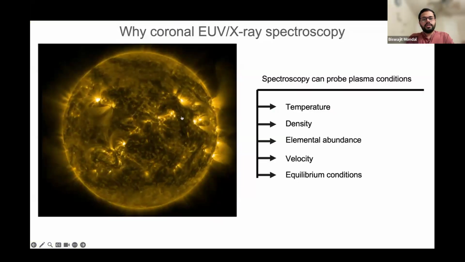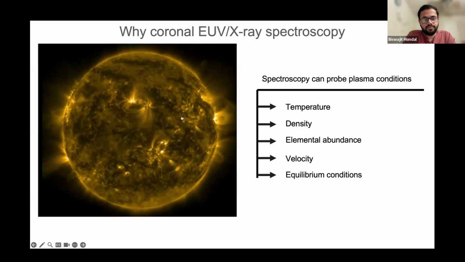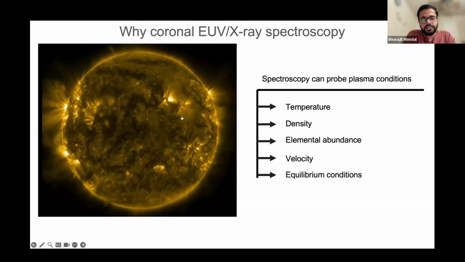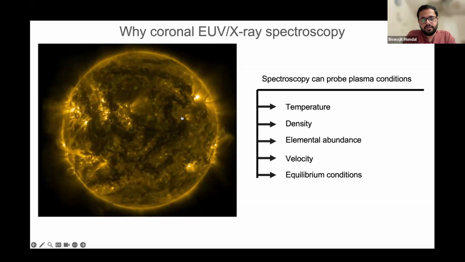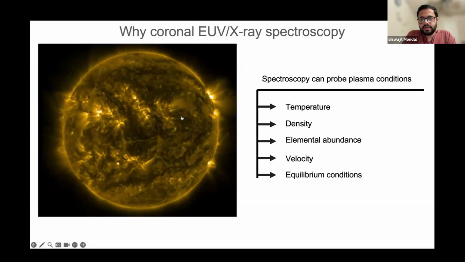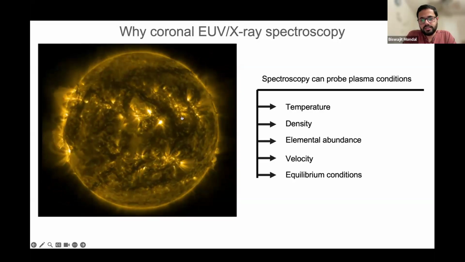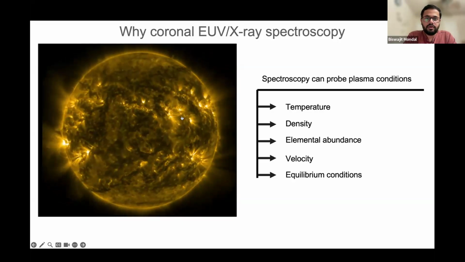So let's start with why we need coronal UV or X-ray spectroscopy. This image is showing an image from SDO AIA. You can see how dynamic the sun is as a function of time as well as space. Now, to probe this plasma condition, we need to know the temperature, density, elemental abundances, velocity, and equilibrium conditions. All these things we can get from UV and X-ray spectroscopy. So that's why they are important.